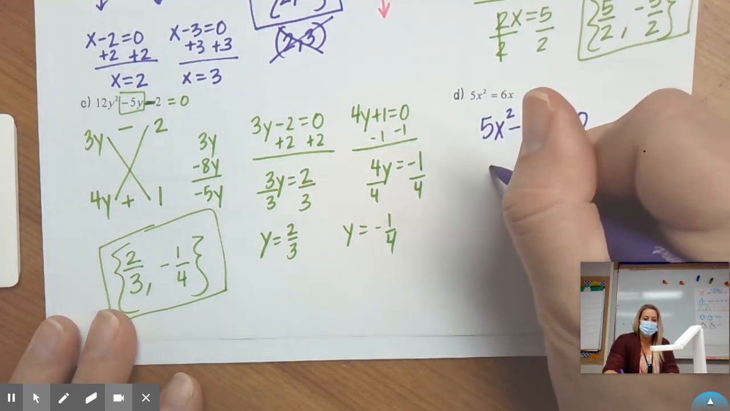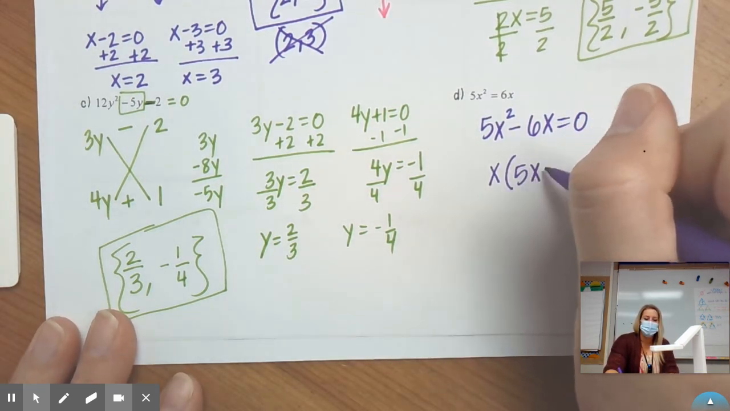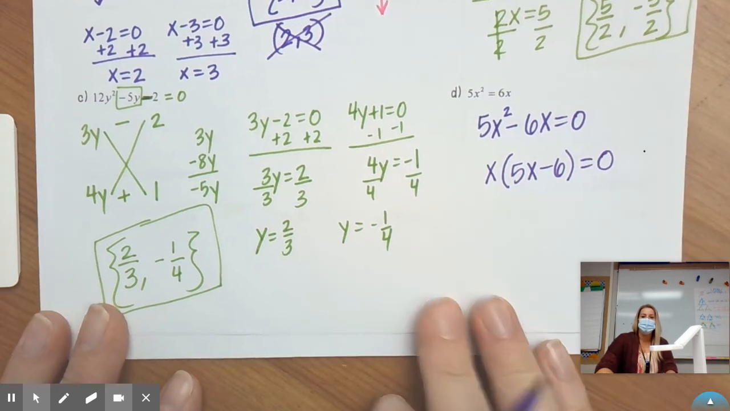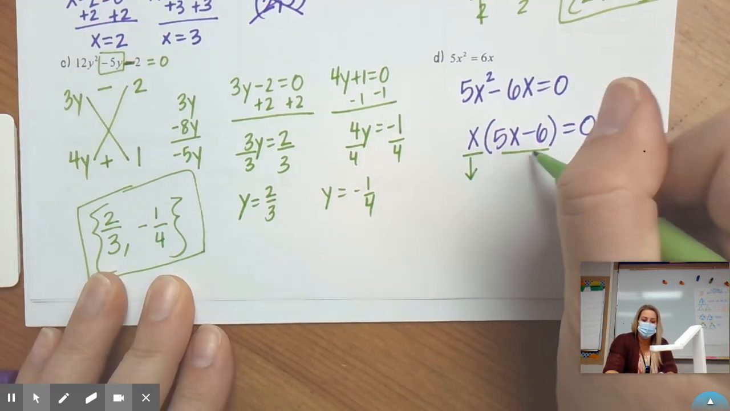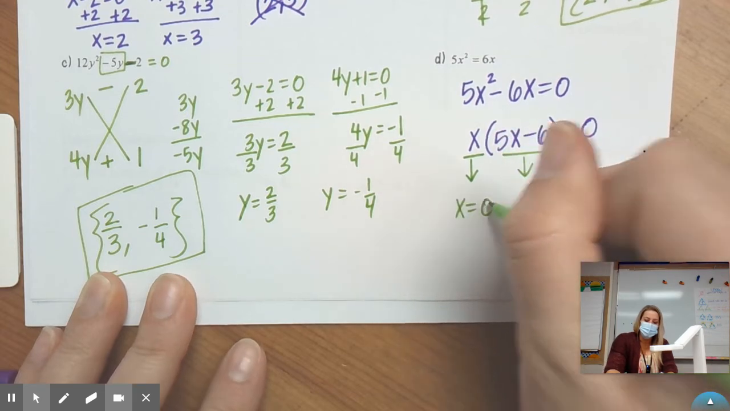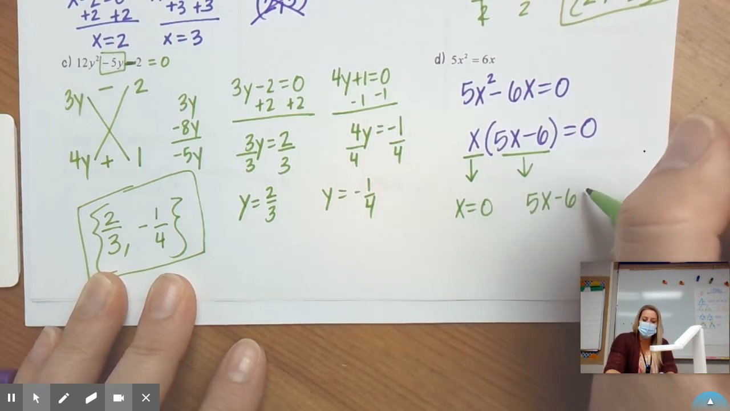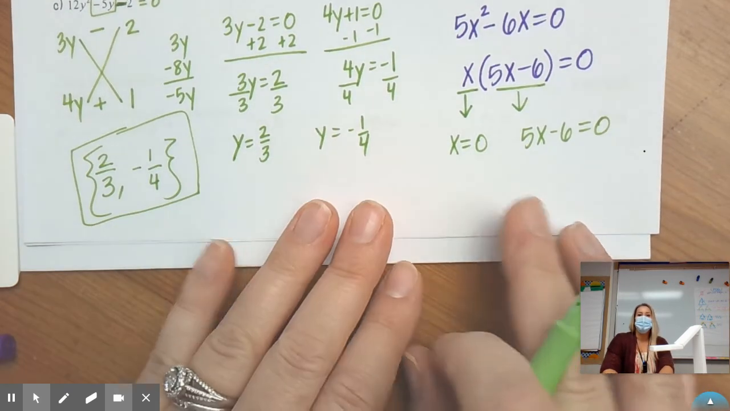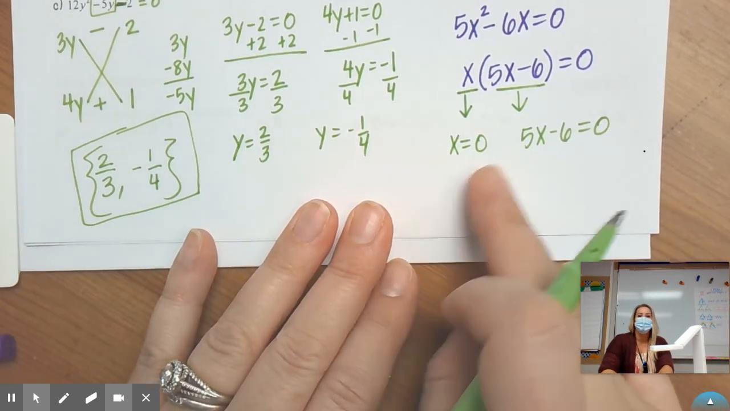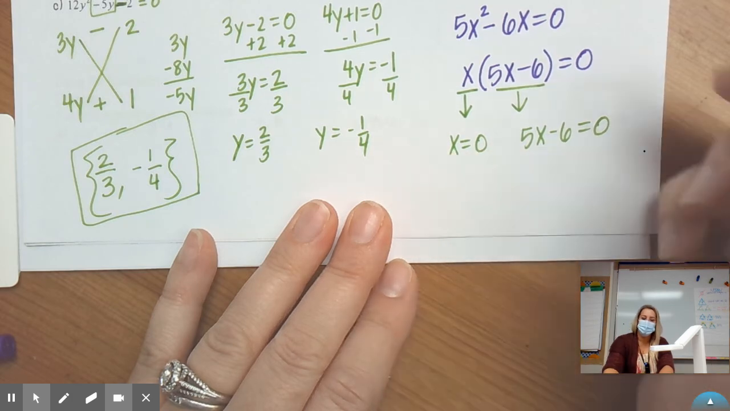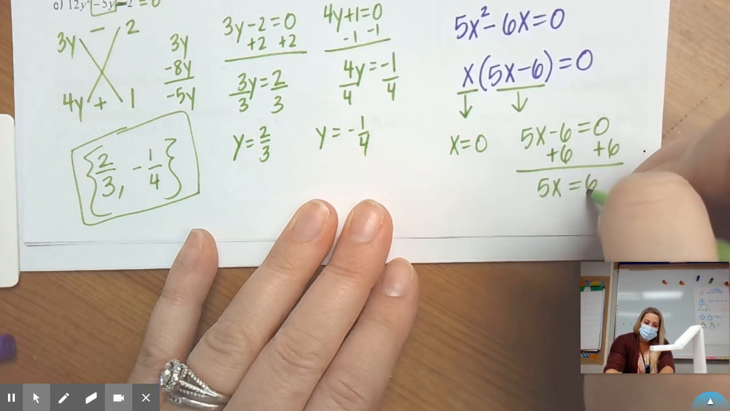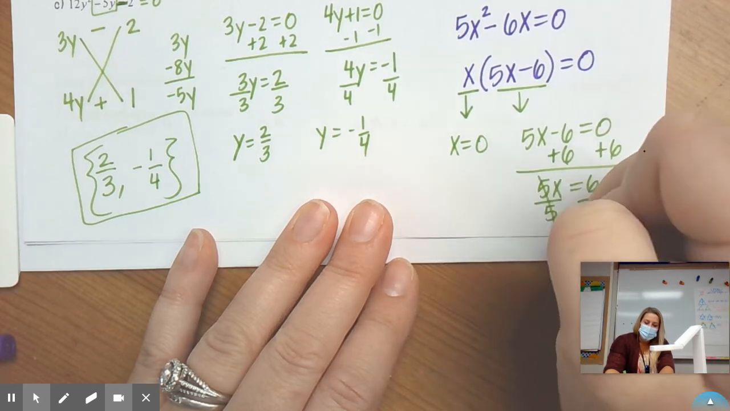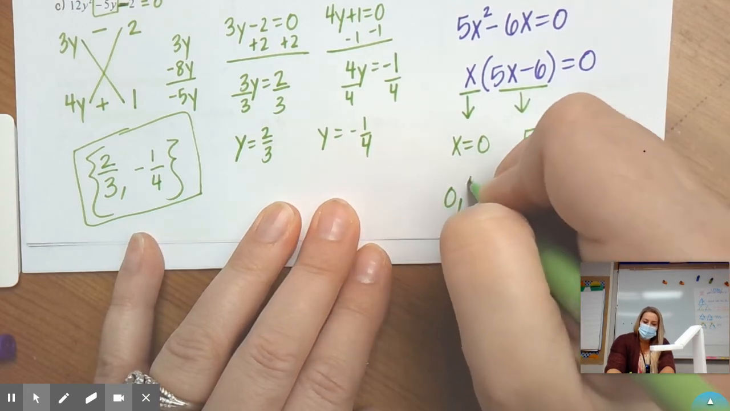GCF, yes. A GCF of x, so we're left with x times 5x minus 6 equals 0. Again, whenever you have a GCF, you set each factor equal to 0. So we said x equals 0, and 5x minus 6 would also equal 0. And then we'd solve. Well, in this case, since there's no number in front of it, we don't have to do anything. So that's already solved. And this one, we would add 6 and then divide by 5. So we get 0 and 6/5.